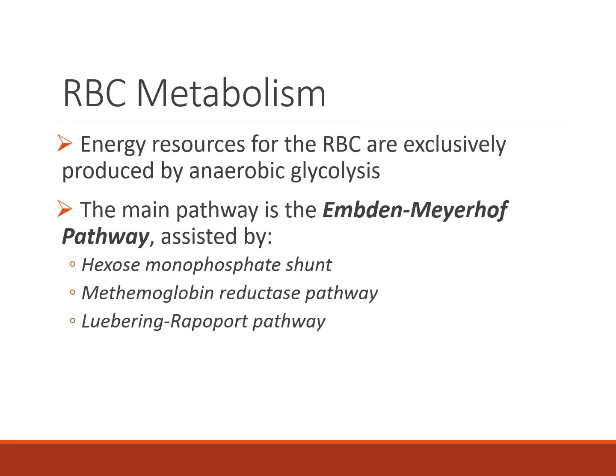Right, so remember, RBC metabolism, these energy resources for the red blood cells are exclusively produced by anaerobic glycolysis utilizing glucose. The main pathway is the Embden-Meyerhof pathway, which is where about 90% of the ATP is produced for the function of the red blood cell, because remember, they are anuclear. We also have the hexose monophosphate shunt, the methemoglobin reductase pathway, and the Luebering-Rapoport shunt. We're going to get into more information on those as well.